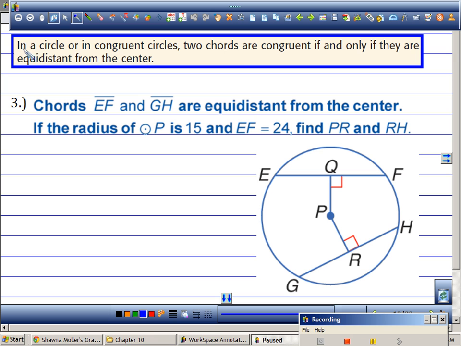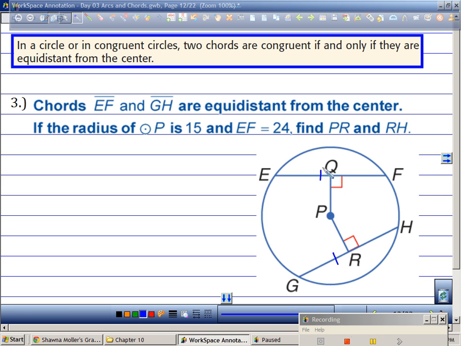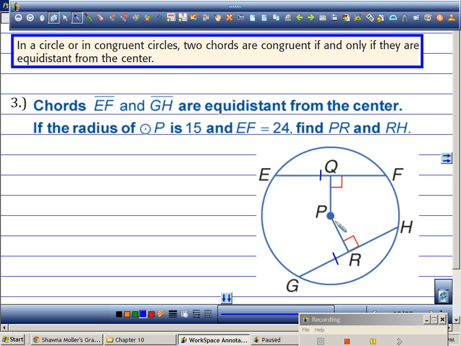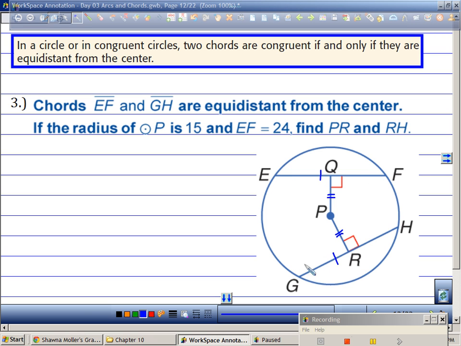Okay, so this is stating that in a circle or in congruent circles, two chords are congruent if and only if they are equidistant from the center. So that means this must be equidistant to this. Correct? So you can either say, okay, that chord is congruent with that, therefore I know that this is congruent with this, or if this is congruent with this, then I know that this chord is congruent with that chord. That's what that's saying. So let's apply that with this next problem.